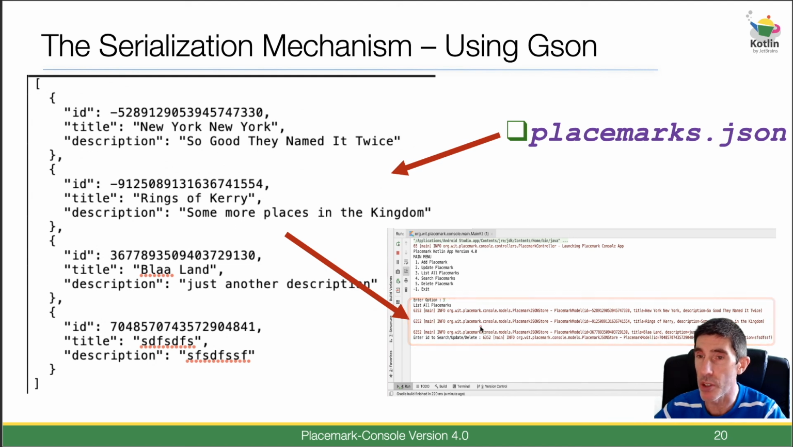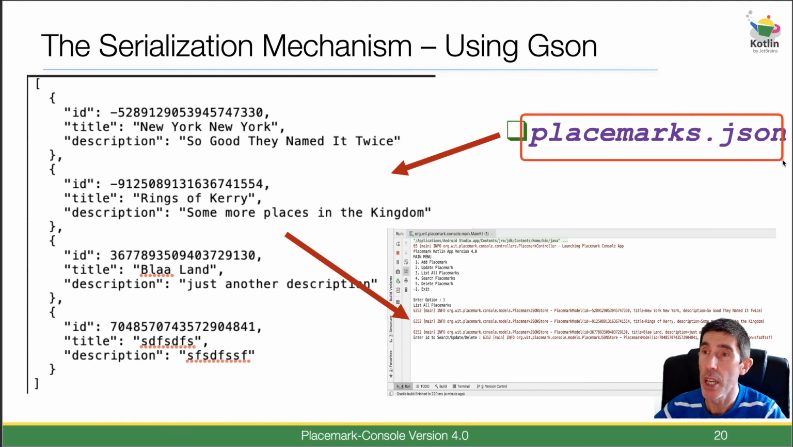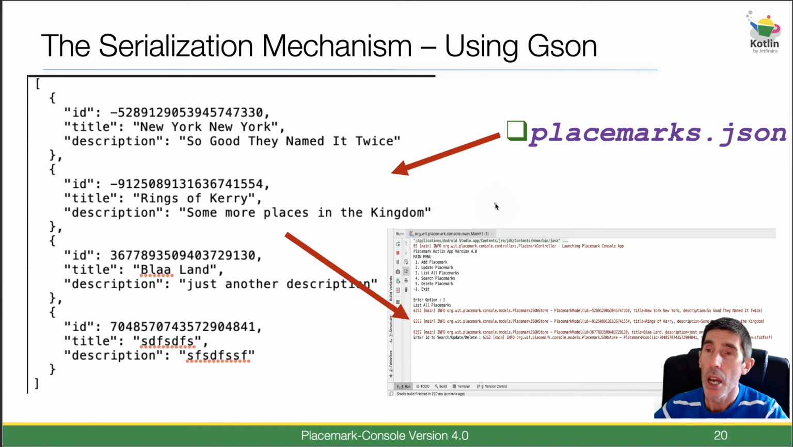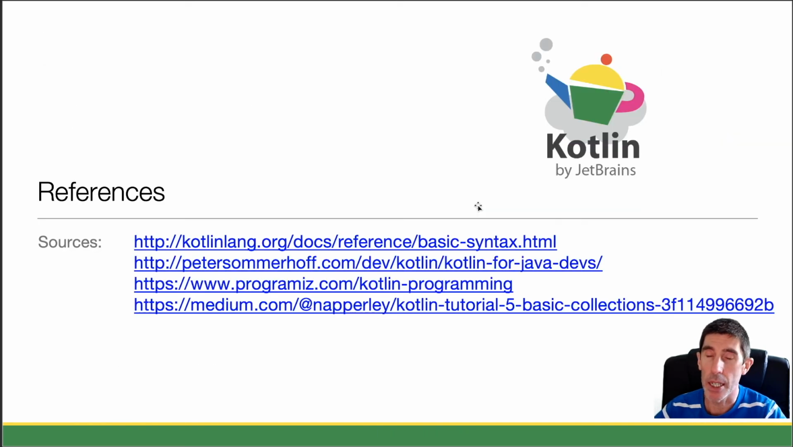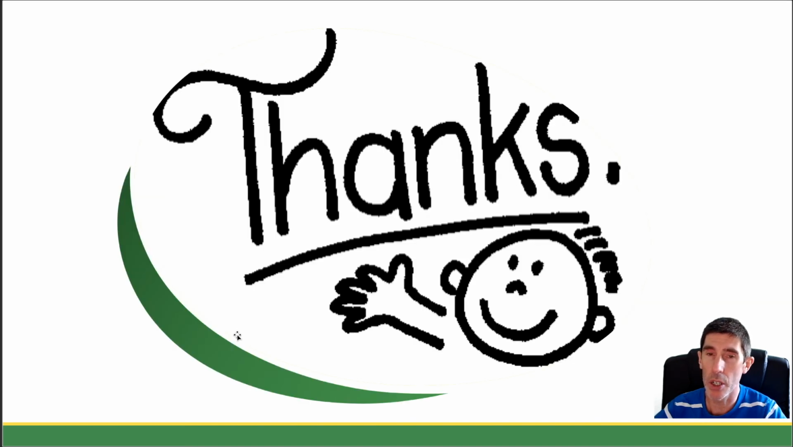So that's the equivalent. So if the user did a list to print it out, that's what we get. So that's the actual physical file itself, placemarks.json, which you could view externally from the application if you needed to. Okay, and that, I think, yes, that wraps that up. Some of the same references as before, and that concludes the overall placemark console version.